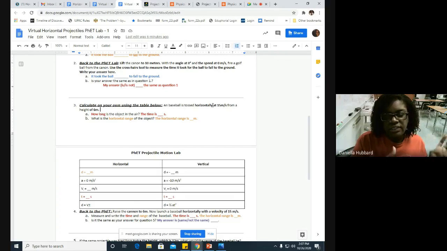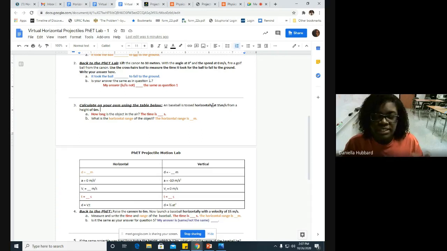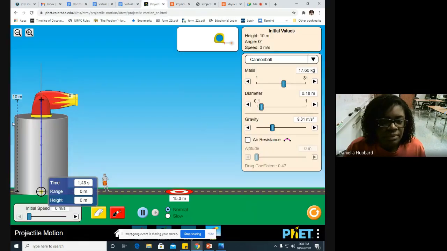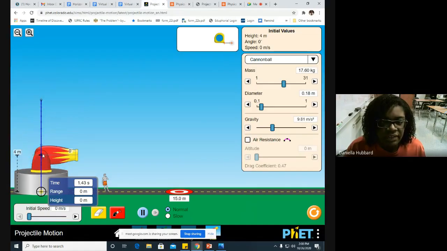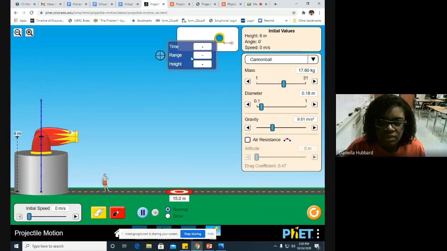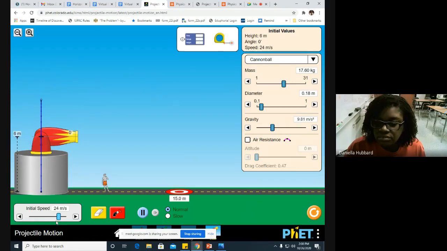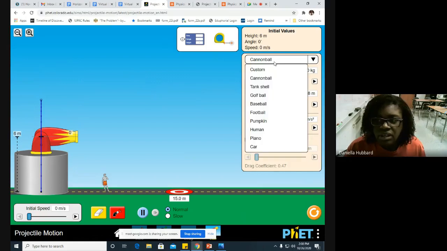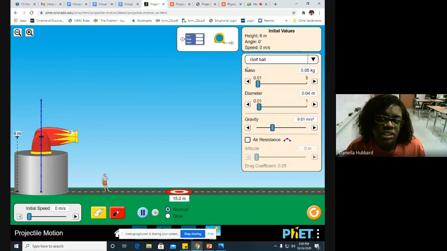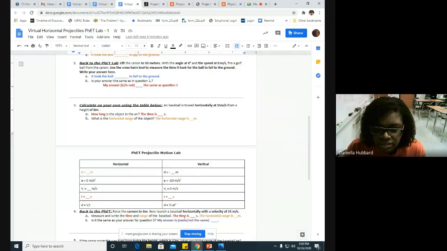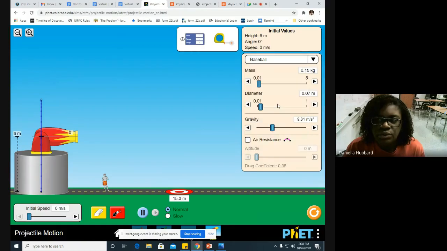You're calculating, and then you're going to use those same conditions and put it in the PhET lab and just compare your calculations. Okay, so remember here, you can adjust the height of the cannon. You can adjust the speed. You can also try the different balls. So if they're telling you a golf ball, change it to golf ball. If it says baseball, change it to baseball.